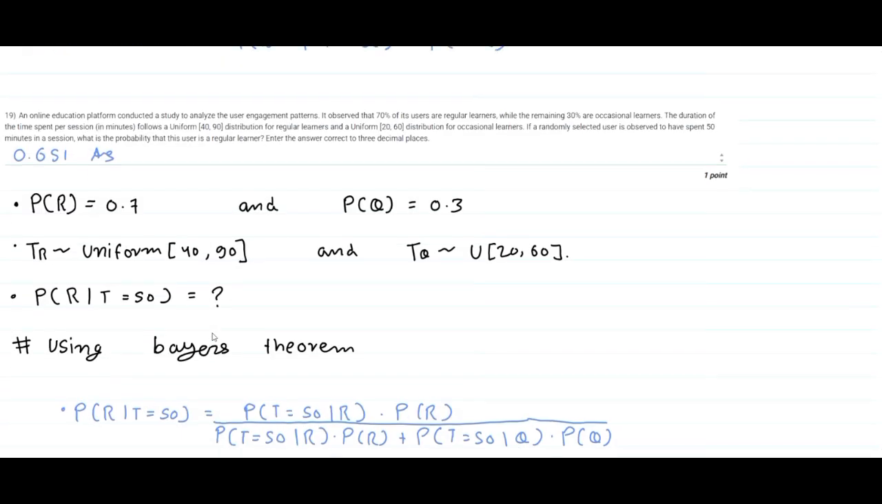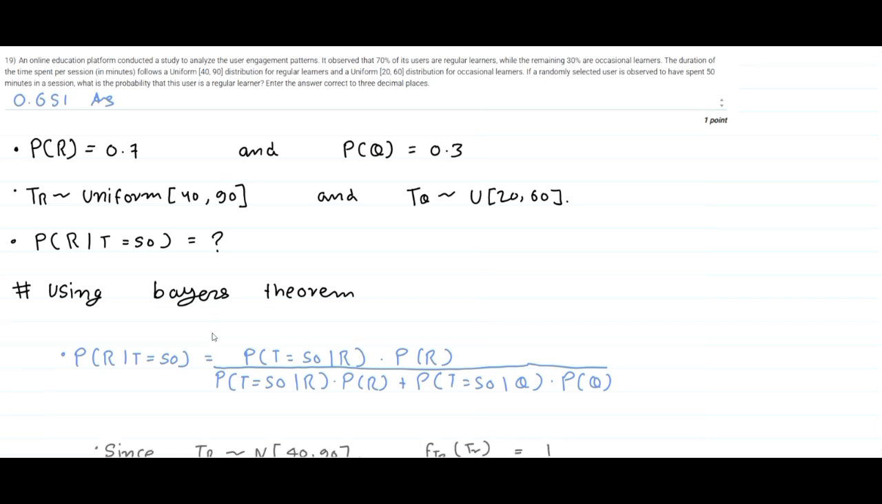question number 19. Question number 19 basically says that an online education platform conducted a study to analyze user engagement patterns. It observed that 70% of its users are regular learners, while the remaining 30% are occasional learners. The duration of the time spent per session in minutes follows a uniform distribution over the range 40 to 90 for regular learners and a uniform distribution over the range 20 to 60 for occasional learners. If a randomly selected user is observed to have spent 50 minutes in a session, what is the probability that this user is a regular learner?